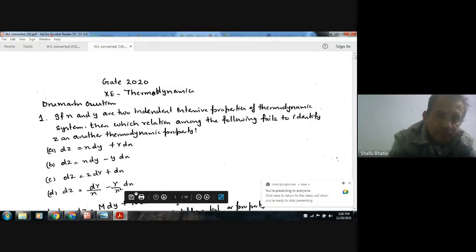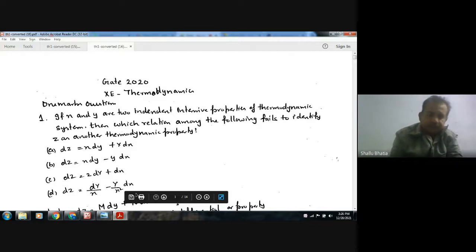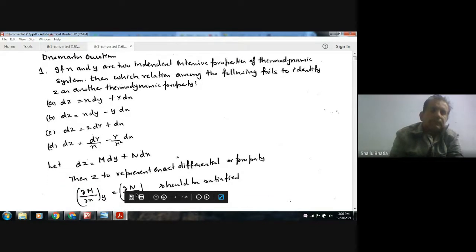Question number one: if X and Y are two independent intensive properties of a thermodynamic system, then which relation among the following fails to identify Z as another thermodynamic property? A. dz is equal to x dy plus y dx. B. dz is equal to x dy minus y dx. C. dz is equal to zy plus dx. D. dz is equal to dy by x minus y by x square dx.